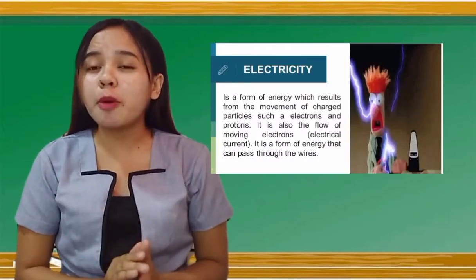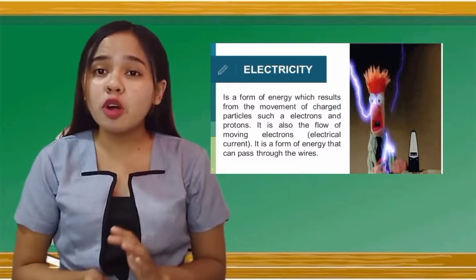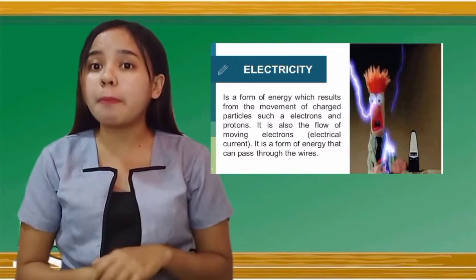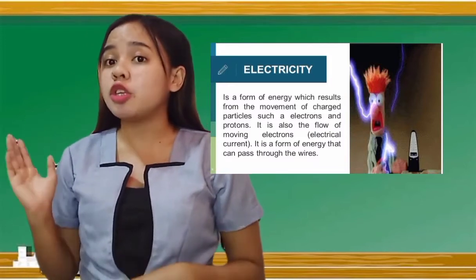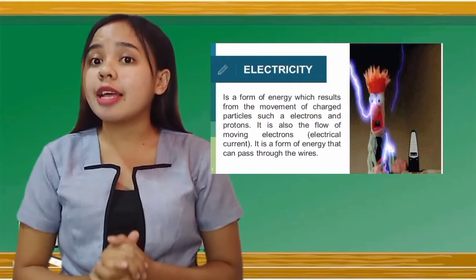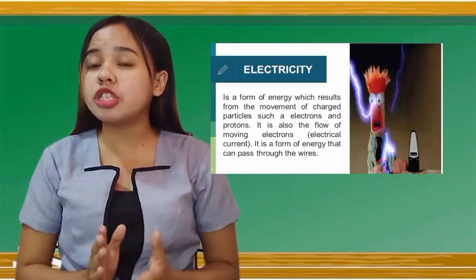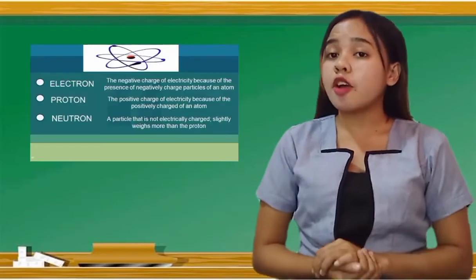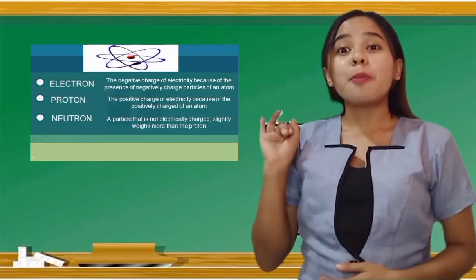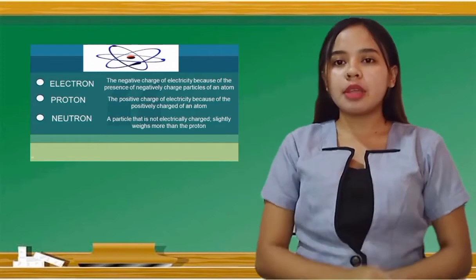Electricity is a form of energy which results from the movement of charged particles such as protons, electrons, and neutrons. Also, electricity is a form of energy that can pass through the wires. Electricity consists of electrons, protons, and neutrons.